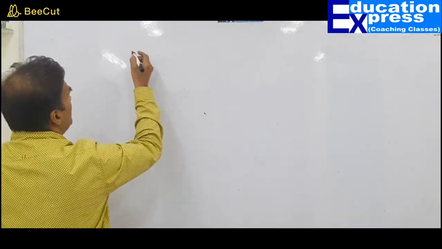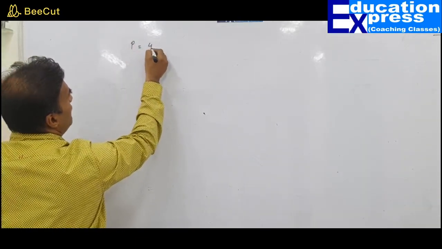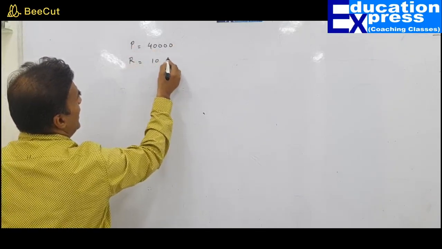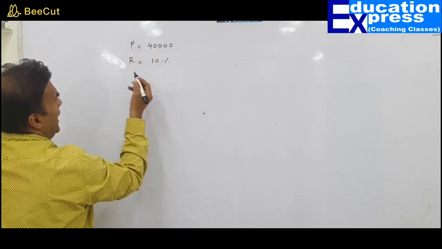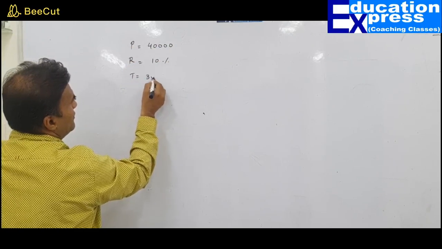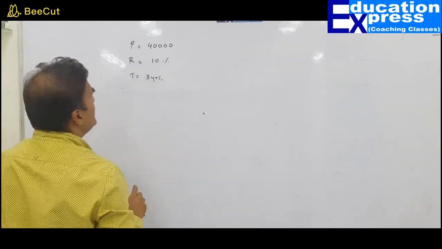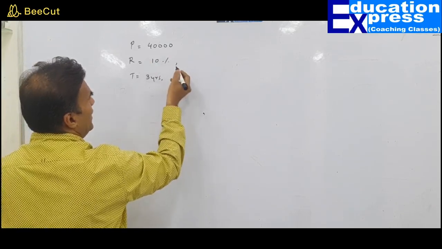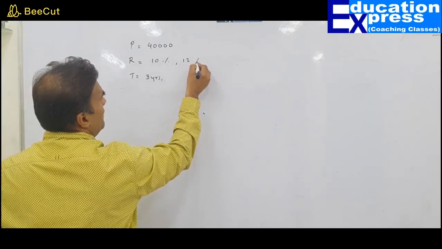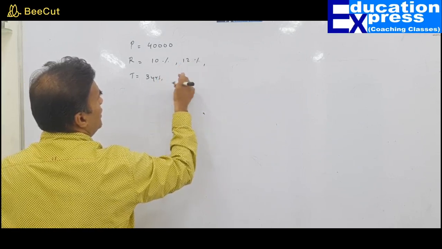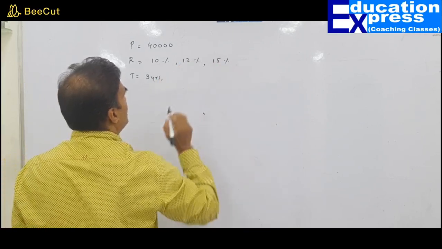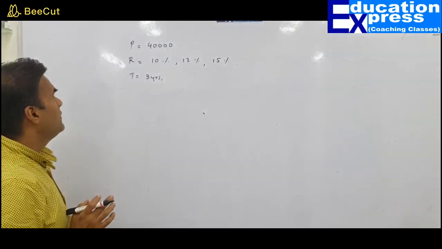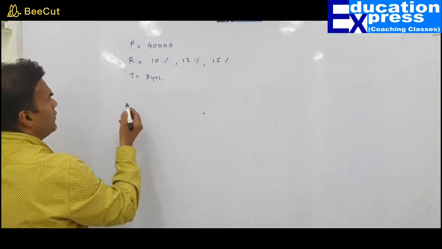Now let us say principal is 40,000, rate is 10% and time is 3 years. Now the fact is, for the first year the rate is 10%, for the second year the rate is 12%, and for the third year the rate is 15%. This is what is exactly given to us in the question. So never mind, let us follow the compound interest.